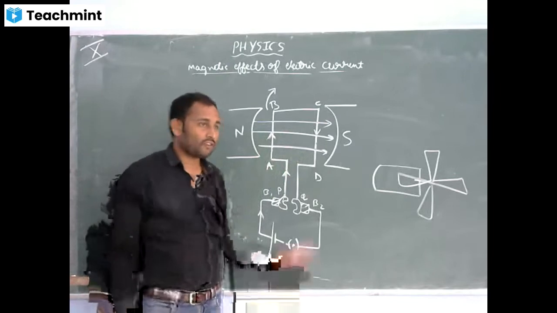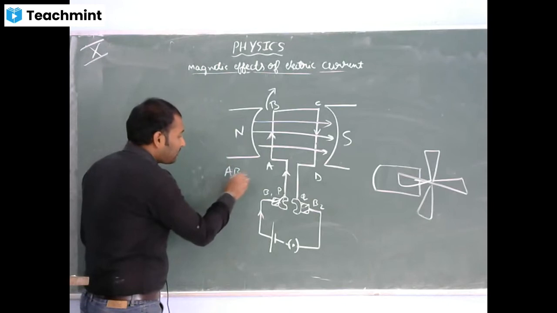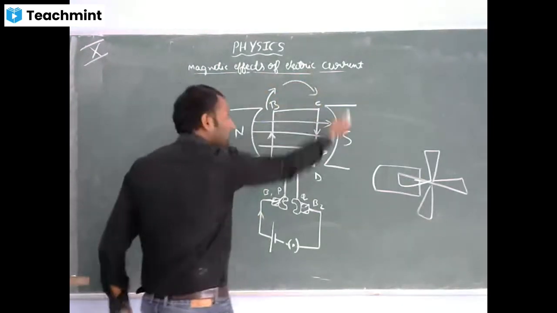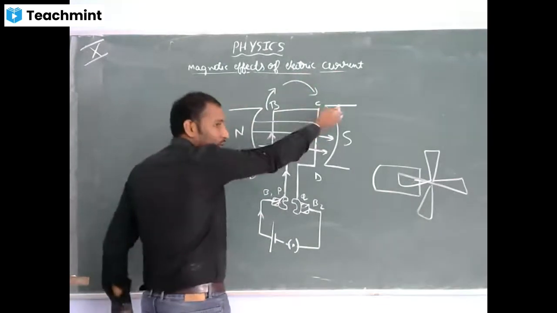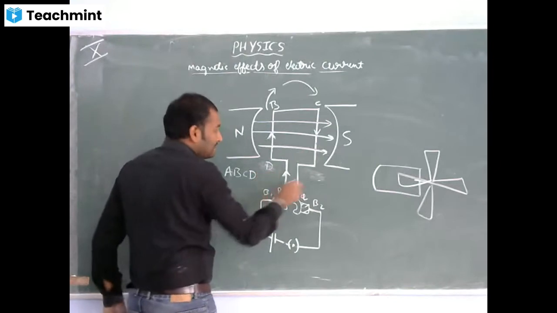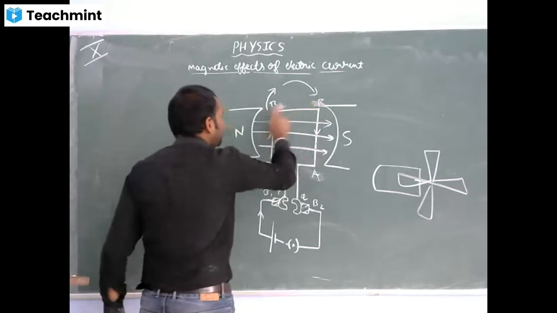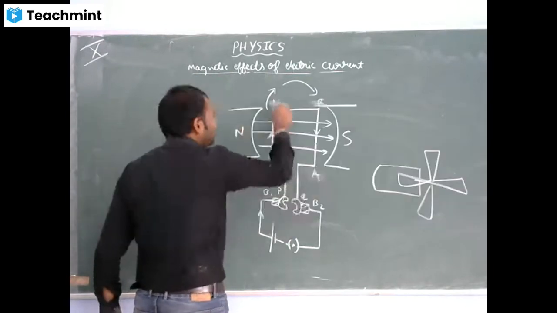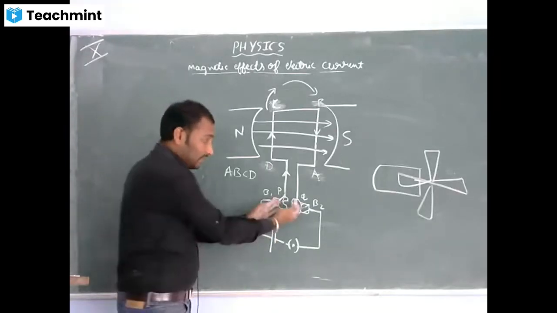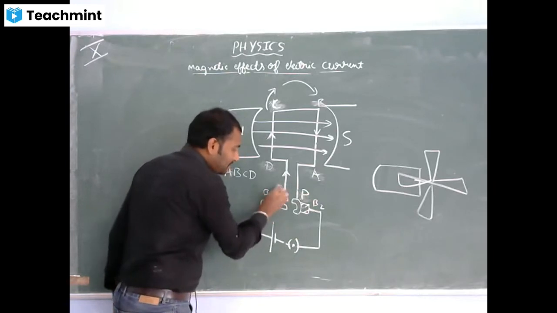Clear? So first off, let me explain in detail. In the first case, current started flowing from ABCD, so it rotated in this direction. After the rotation, B will come here, right? A will come here. This will become B, this will become C. The split rings also will change. So this will become P, and this will become Q.